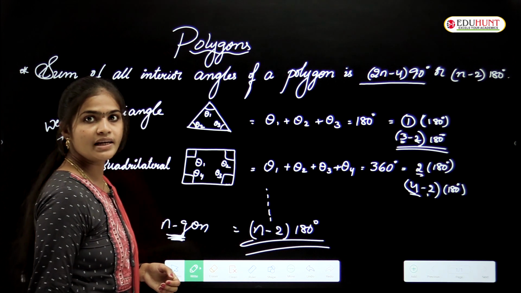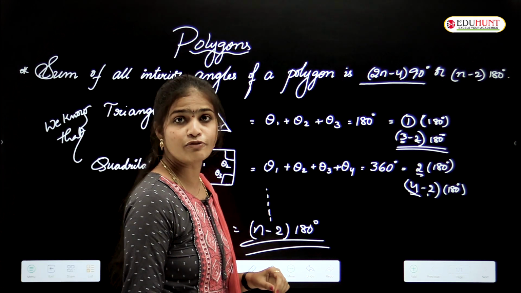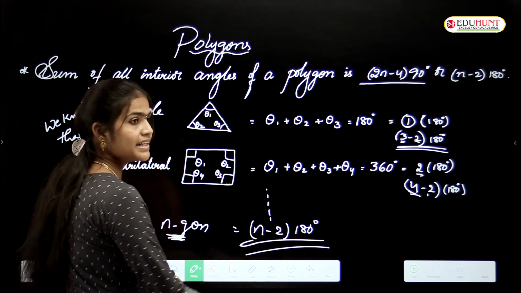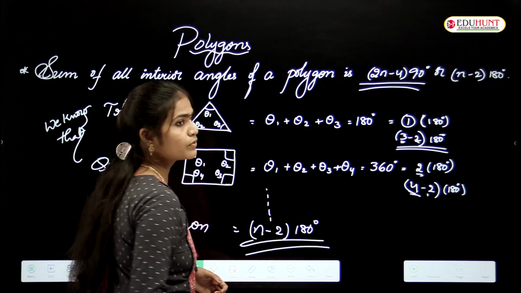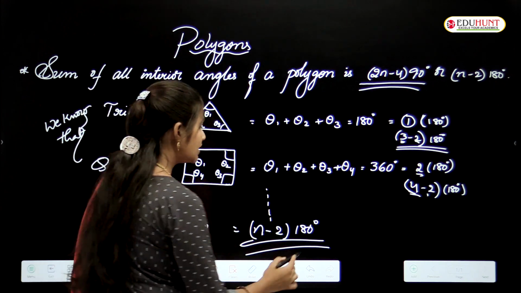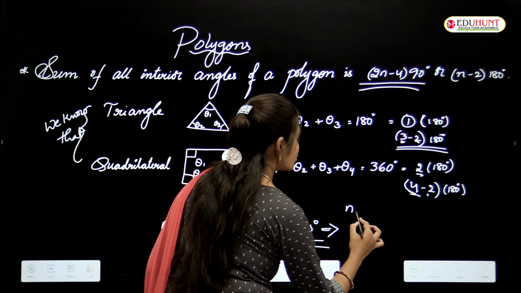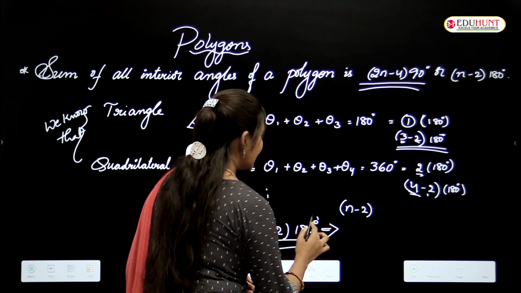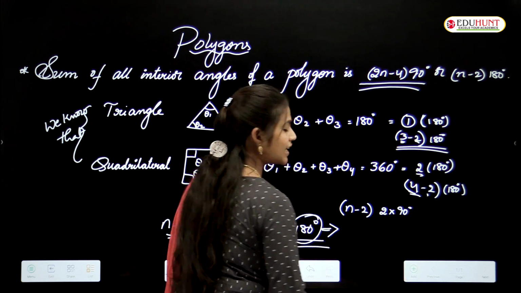So what is the formula here to find the sum of all interior angles of a polygon? That is n minus 2 into 180 degrees. But here I have written 2n minus 4 into 90. How did we get that? This one only we can represent as n minus 2. 180 degrees we can write as 2 into 90 degrees. Shall we write like that?